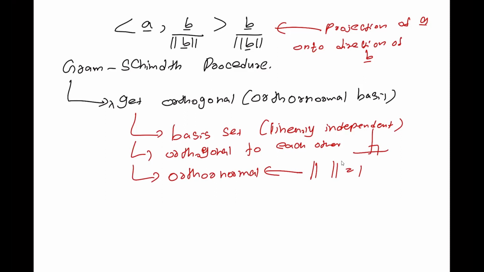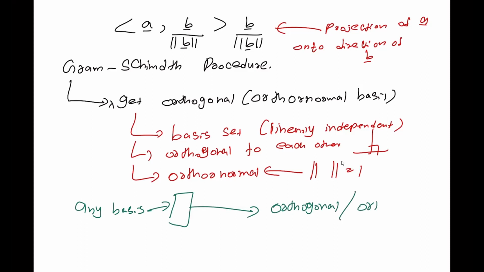Now I will tell how you get an orthogonal basis from an existing basis set. That is what the Gram-Schmidt procedure does: you take any basis and convert it, and it outputs an orthogonal or orthonormal basis.